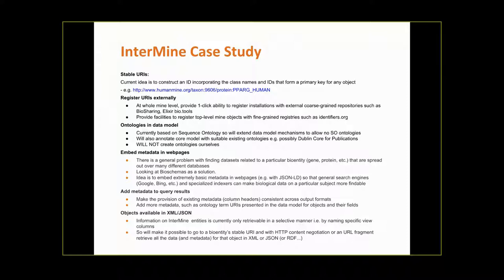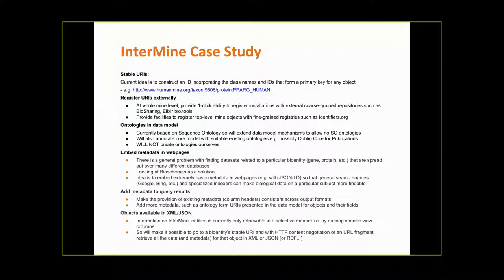But I think one of the key things that they recognize is that they're not going to create their own ontology themselves. They're going to see what was available to them and work with that. They also want to embed metadata in their web pages. There was a problem with finding data sets related to particular bioentities spread out across many different databases. So they looked at Bioschemas as a solution to that, and they want to embed basic metadata so search engines can make the biological data on a particular subject more findable. They also want to add metadata to query results, so make the provision of existing metadata, column headings for example, consistent across their output formats.